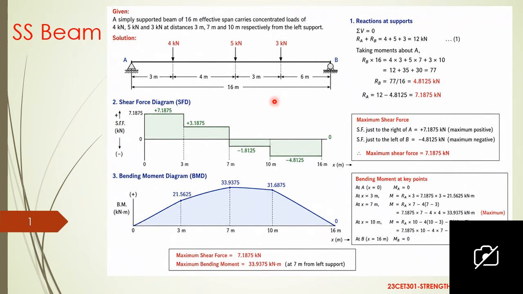How can we justify whether we have calculated these values correctly or not? There is a shortcut. From A, 3 meter, 4 kilonewton is acting. From B, 6 meter, 3 kilonewton is acting. So near to A, a heavier load is acting when compared with B. From A, 3 meter, 4 kilonewton is acting. From B, 6 meter, 3 kilonewton is acting. So the support A reaction should be more when compared with the support B reaction. So what have we got?